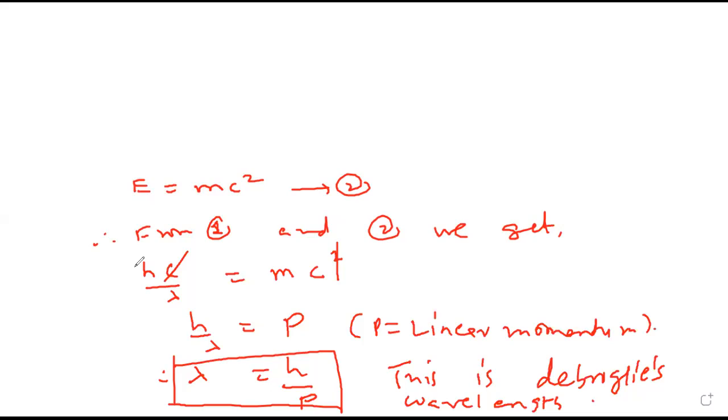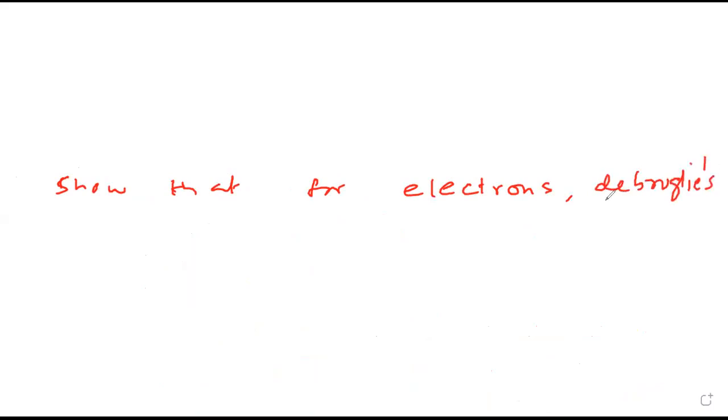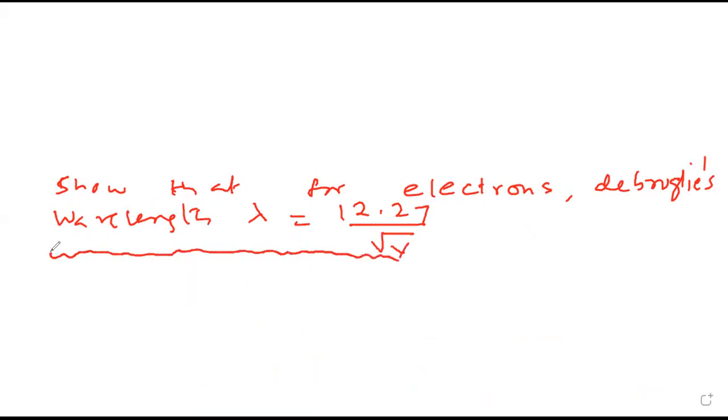Done, sir. Show that for electrons, de Broglie's wavelength lambda equals 12.27 upon root of V. Consider an electron.